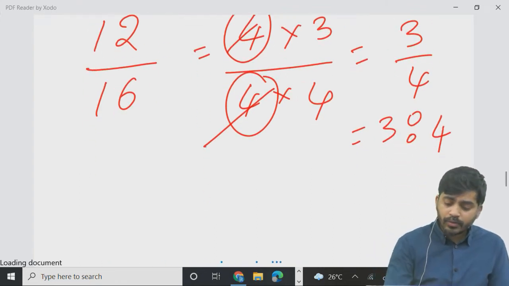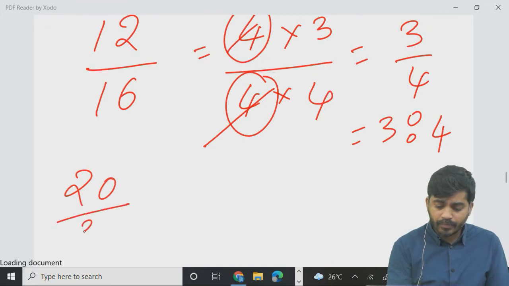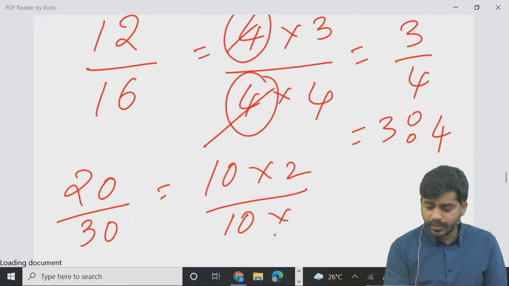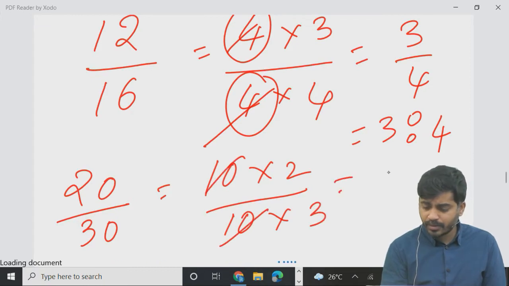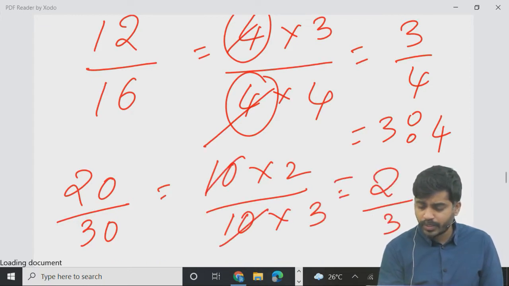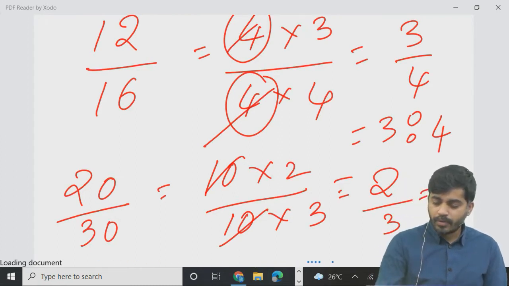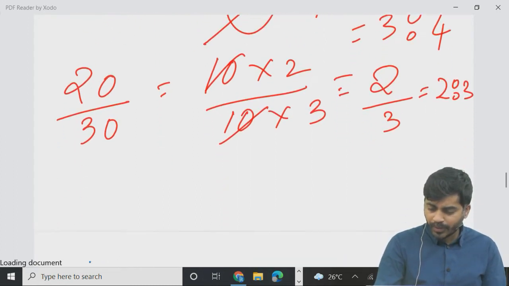Say 20 and 30. 20 is 10 2s are, 30 is 10 3s are, 10 gets cancelled. This ratio becomes 2 by 3 or 2:3. We cancelled 10, which is the HCF of 20 and 30. This is a very useful point.